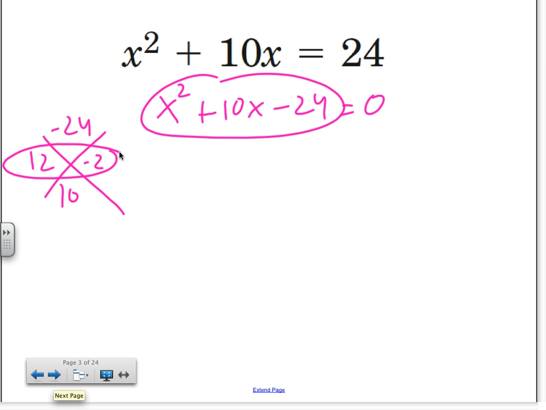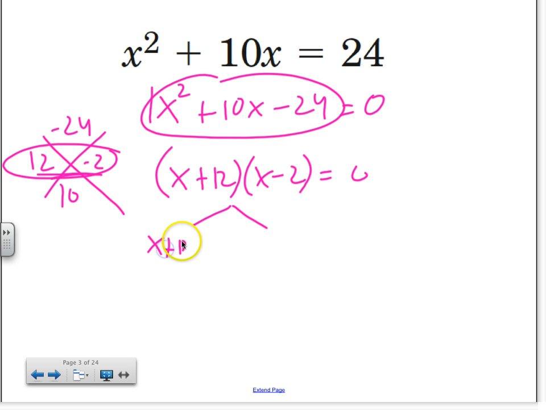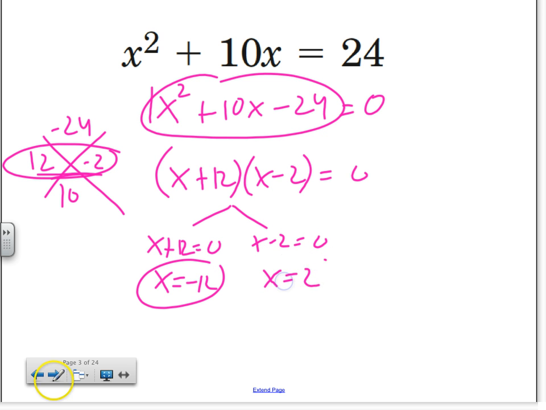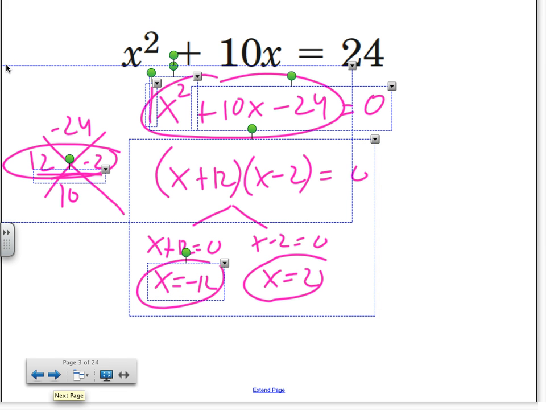And because, once again, I don't need a box because this is a 1, therefore I can just take what I have here and transfer it over. So it's x plus 12 times x minus 2 equal to 0, and I can quickly break into two cases and solve for 0. And in this case, I will have negative 12, and the other one I will have a positive 2, and I'm done. I mean, I can plug them back in and test them, and it works just fine.